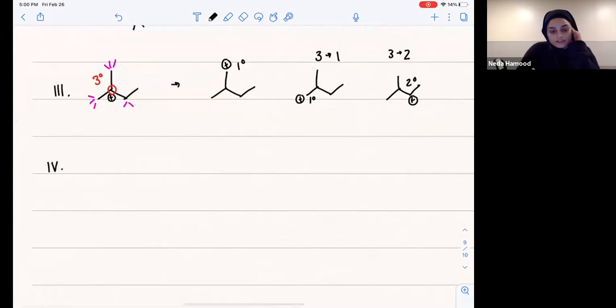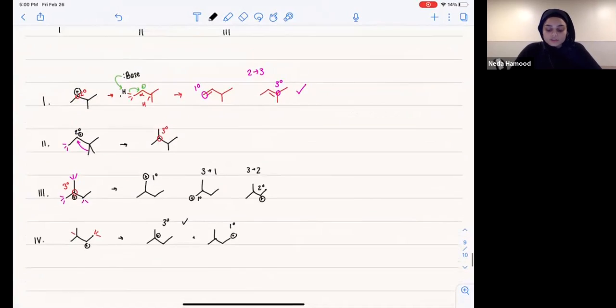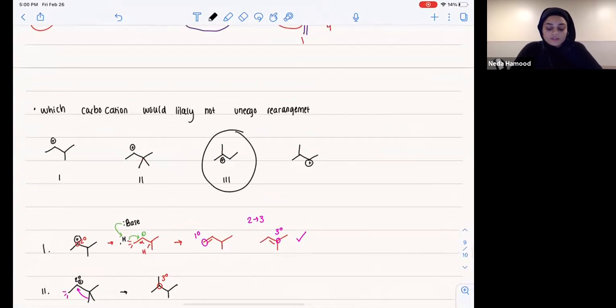Yeah, that one would not undergo rearrangement, but let's do the last one for good measure. Figure out all of our beta carbons. We would have this, or we would have this. And this one can go to primary, but it can also go to tertiary. So this one would undergo rearrangement. So the answer is 3.